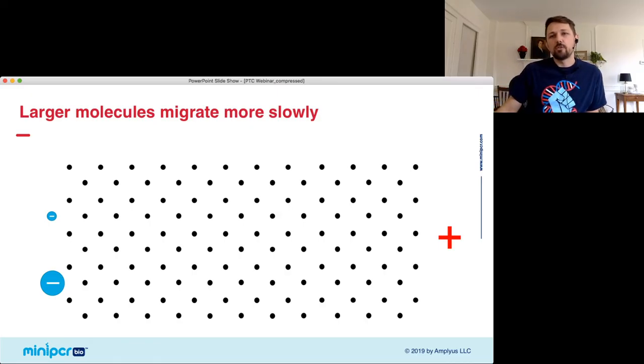you can imagine it like these two balls. So these two balls represent DNA of different sizes, and this is the net that it has to get pulled through. They both have a negative charge, and so they get pulled towards the positively charged DNA.